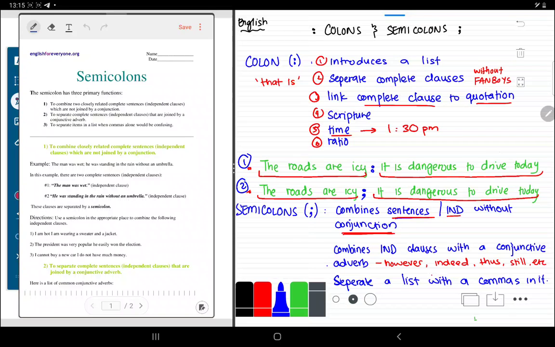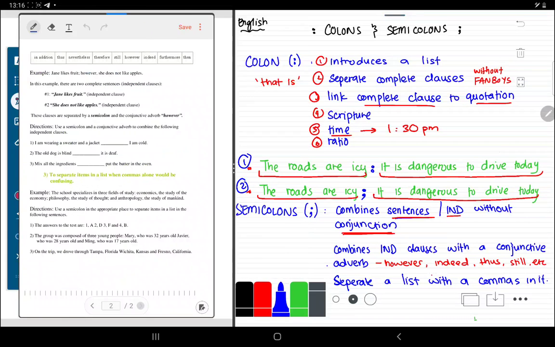All right. We also use semicolons to combine independent clauses with a conjunctive adverb, for example, however, indeed, thus, and still. So if we look here at our conjunctive adverbs, we have the example: Jane likes fruit; however, she does not like apples. So we have our semicolon coming before our conjunctive adverb.